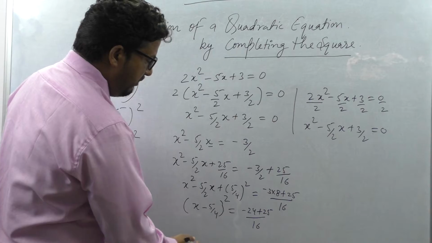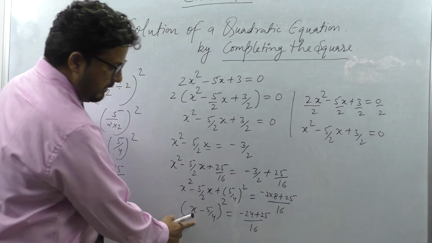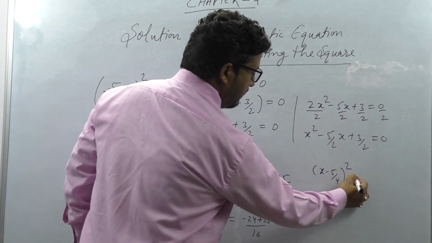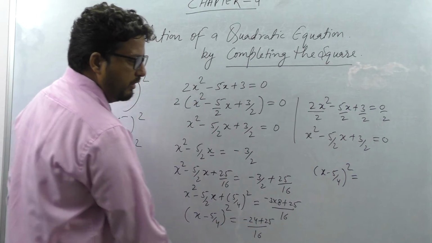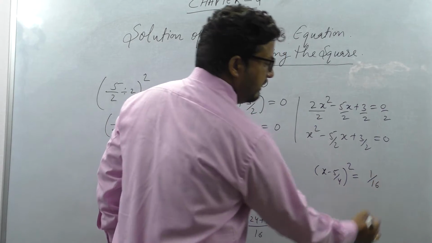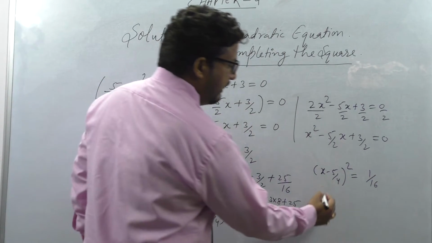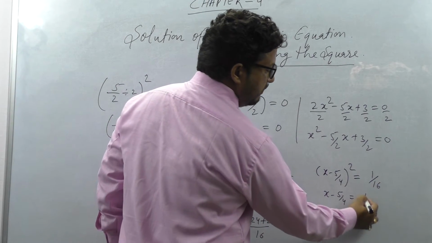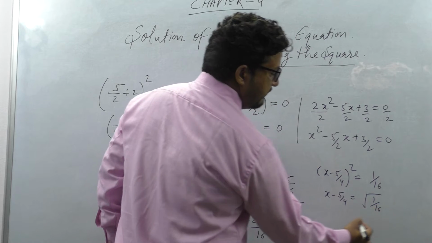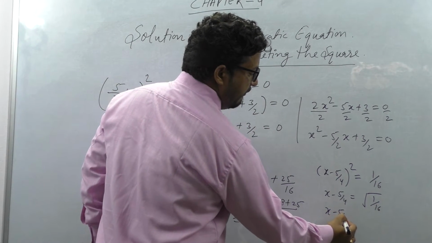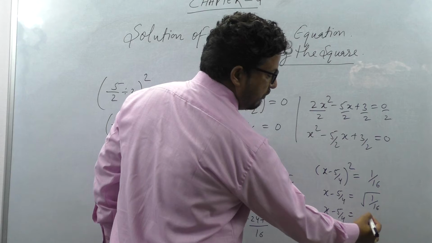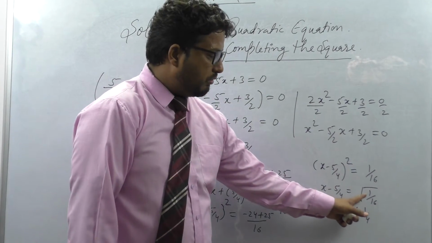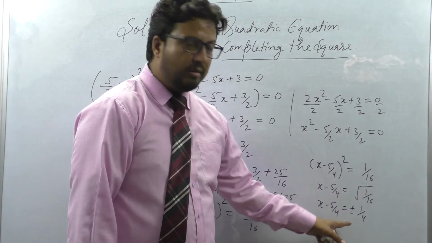Understood everyone? Now I am writing this term on that side to make it clear. So it is x minus 5 by 4 whole square, and 25 minus 24 is only 1, so that will be 1 by 16. Now, if you shift the square to that side, x minus 5 by 4 will be the square root of 1 upon 16. When we take this out of the square, it comes 1 by 4, plus minus, because we know the square root of 1 by 16 is 1 by 4.